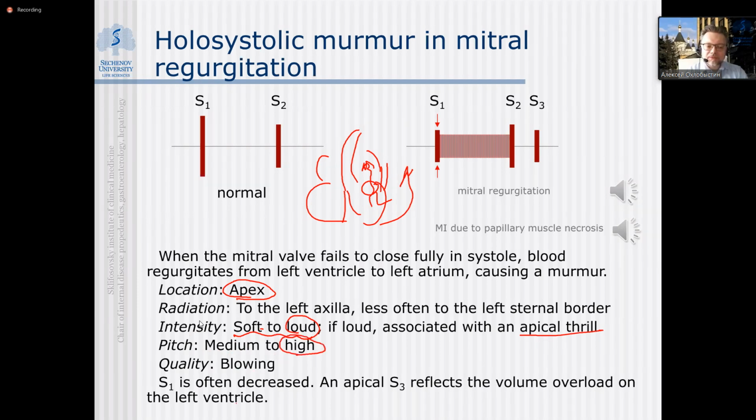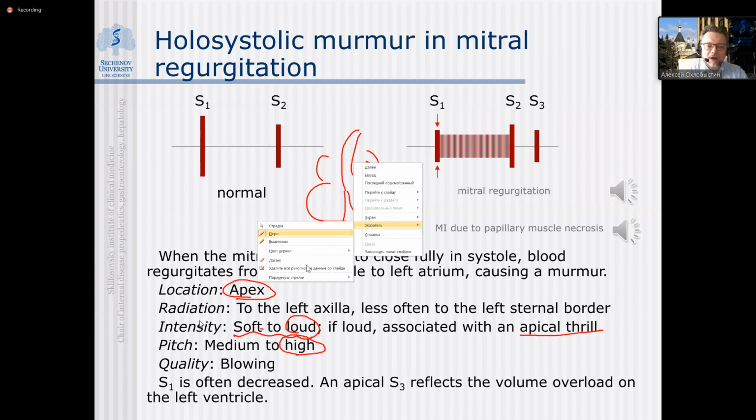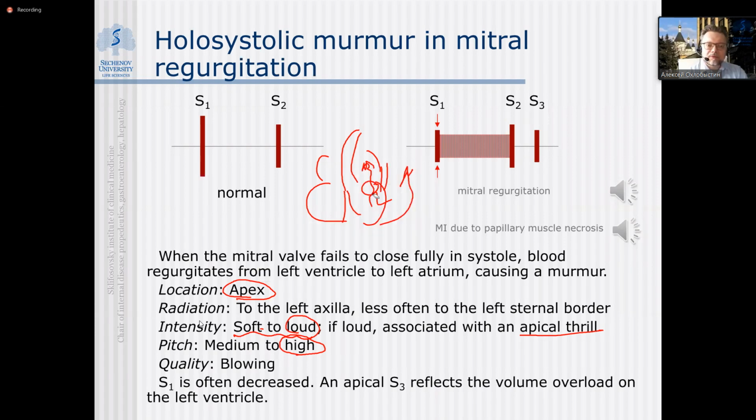S1 typically will be decreased. We were discussing that in the class devoted to cardiac sounds. Once again, who can remind me what will happen? Why will there be a significant decrease of S1 intensity in a patient with mitral regurgitation?